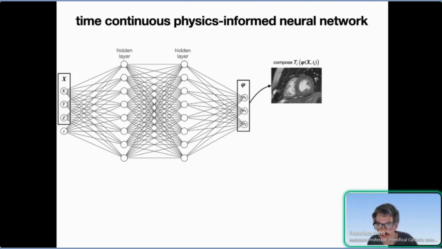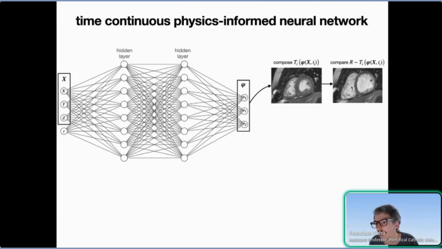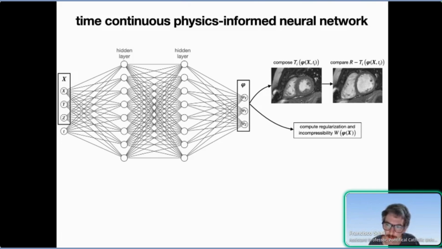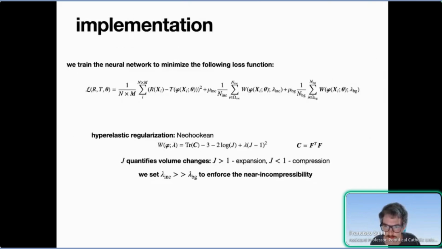Here we will deform a template image with this deformation field, and then we will compare it in this case to a reference image, which by clinical practice is set at the end-diastolic phase, so when the heart has its biggest volume. This is a standard image registration problem, but what we add is that we know that the cardiac tissue is nearly incompressible, and we also embed this property when training the neural network. So this is how our loss function looks.